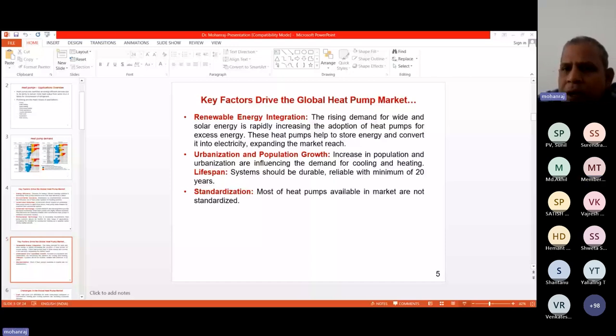Okay. So renewable energy integration is getting research attention. You can integrate with solar thermal collectors or solar photovoltaic collectors, especially in tropical climatic conditions like India. And for some cold climatic conditions, we may integrate with other renewable energy sources like geothermal energy resources. So in some places we can hybridize geothermal and solar energy resources with the heat pump.